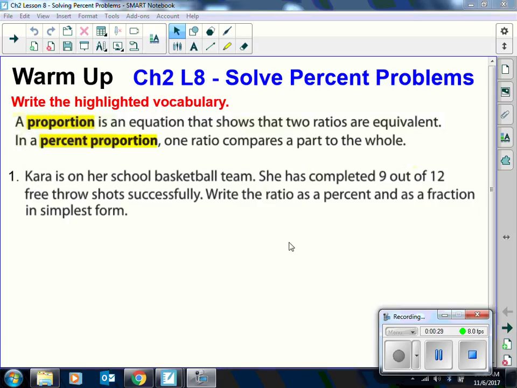In a percent proportion, one of the ratios compares part to the whole. Compares a part to the whole. So Kara is on her school basketball team. She has completed 9 out of 12 free throw shots successfully. We want to write the ratio as a percent and as a fraction in simplest form.